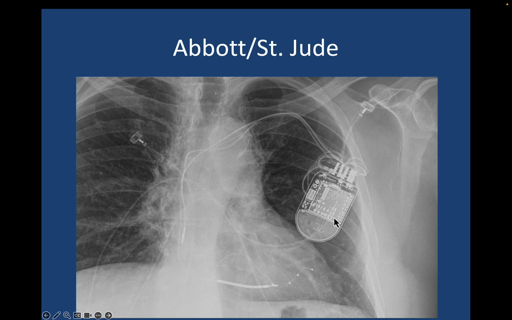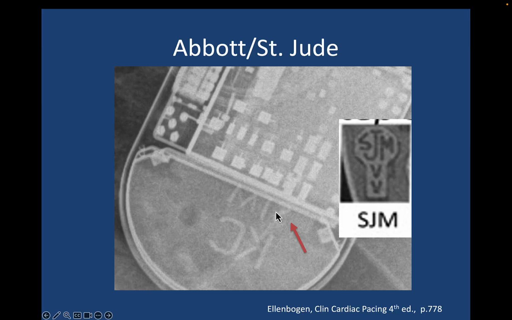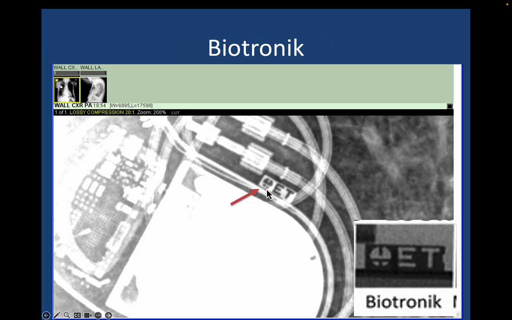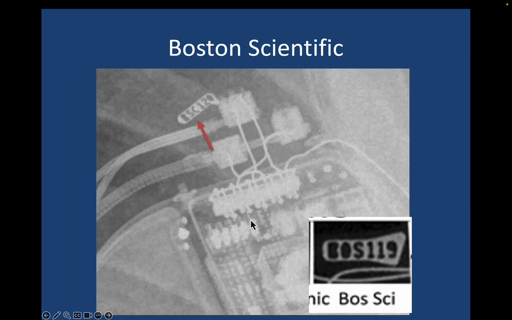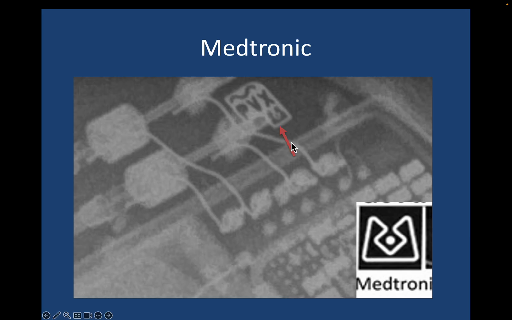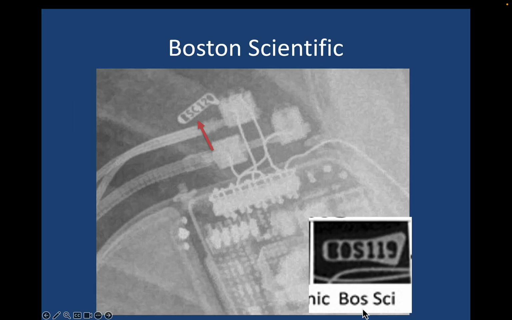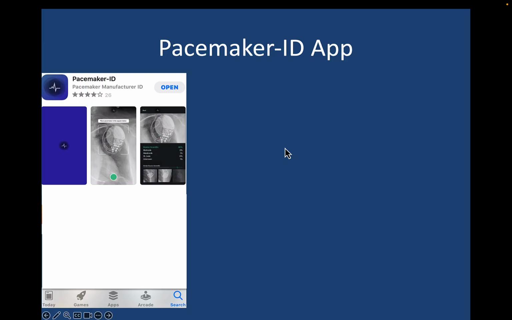Now, if you look at any X-ray and you zoom in on the device, you're going to see an alphanumeric indicator. In this case, for Abbott, it's SJM, and it's oftentimes backwards for some reason. If you look at Biotronik, you'll see a little ET-shaped mark, but also this looks like a little Mrs. Pac-Man or Mr. Pac-Man. Medtronic looks like an upside down horseshoe, and Boston Scientific has either BSC or BOS with a number.